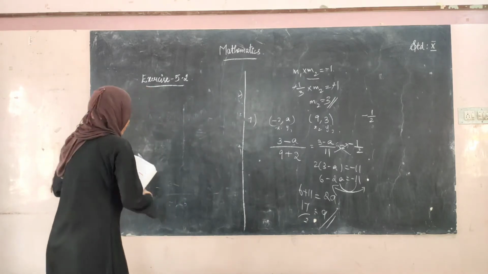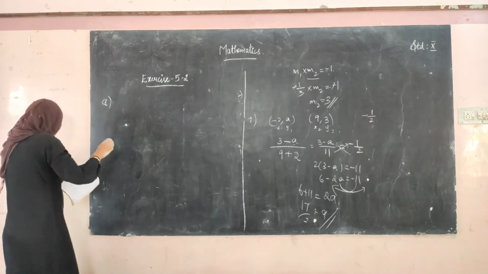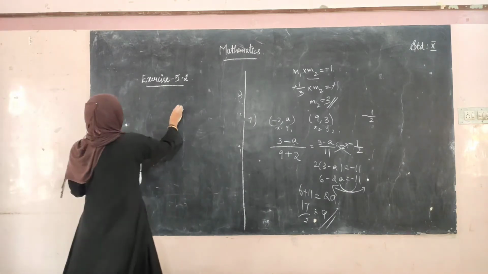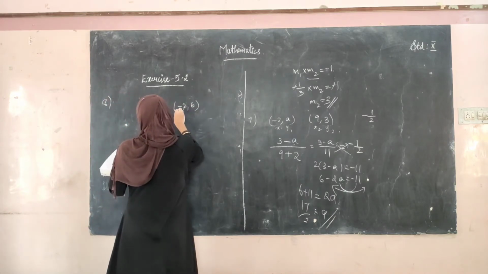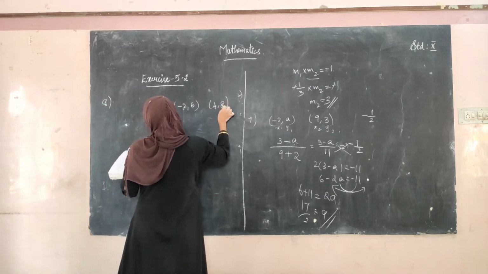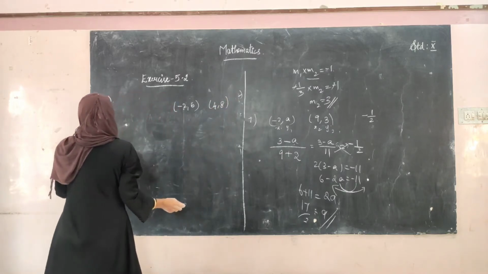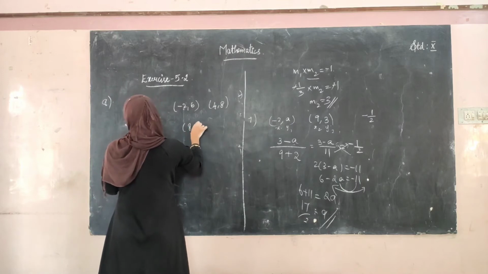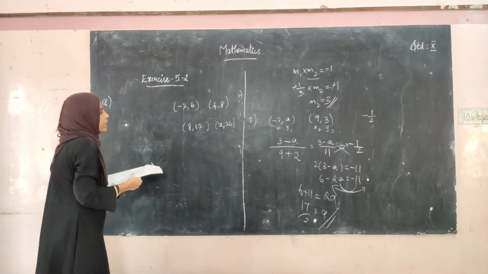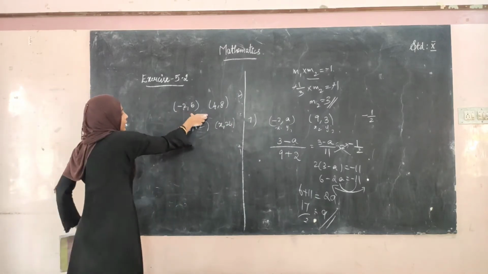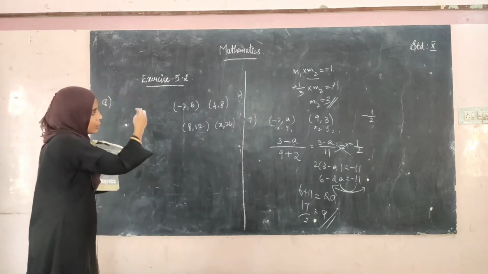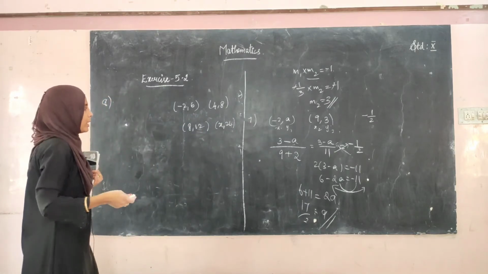Okay, so shall we solve the eighth sum? What is the eighth sum given there? The line through the points (minus 2, 6) and (4, 8) is perpendicular to the line through the points (8, 12) and (x, 24). So we have to find x. Okay, what they have given? These 2 points are making a line and these 2 points are making a line. What they have given is these 2 lines are perpendicular. So we have to find the value of x.